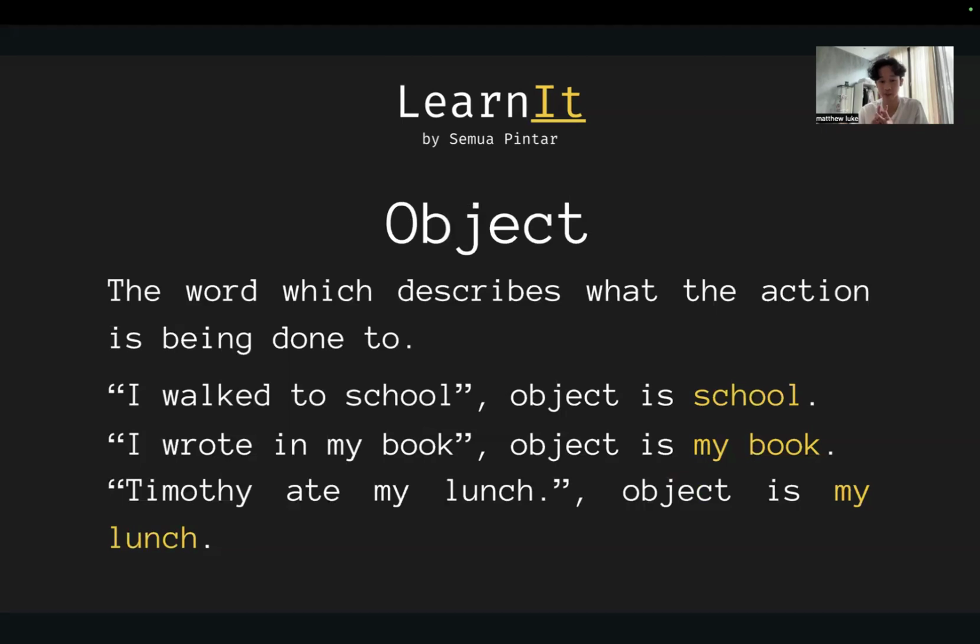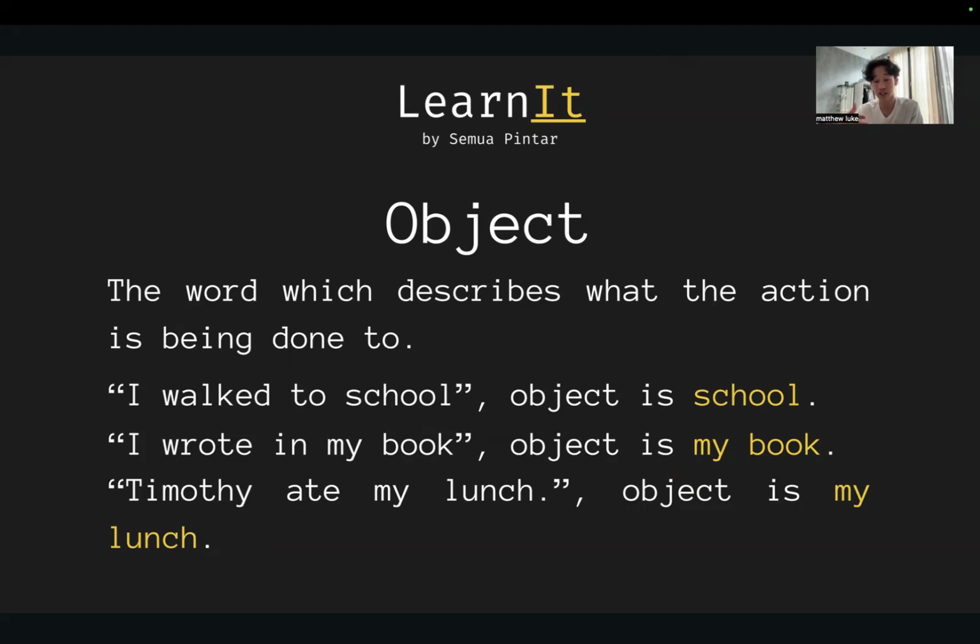Let's take a look at the second example. I wrote in my book. If we break it back down again, I is the subject in this case. So we know that I is doing something. Wrote is the verb in this case, writing down something. So we know that I am writing down something. But what am I writing down and what am I writing to? Right? So that is what is the object. So I wrote in my book. Now we know that I am writing something in my book.